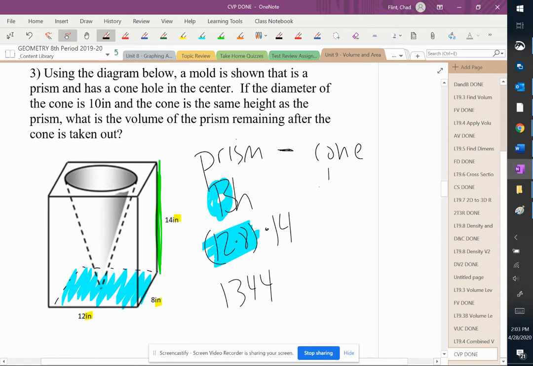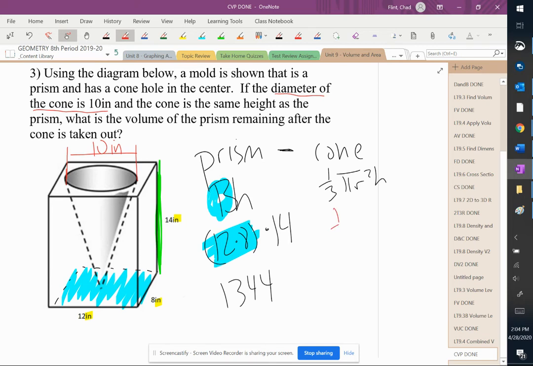For my cone, it's 1/3 pi r squared h. And I got to look a little bit here so I can find that it says the diameter of the cone is 10. So that means from here to here is 10. It's also in inches, so we're covered there. And it says the height of the cone is the same as the prism. So the height of the cone is going to be 14.